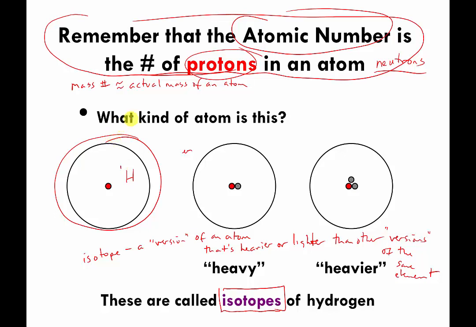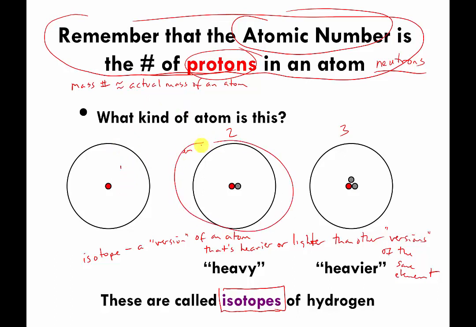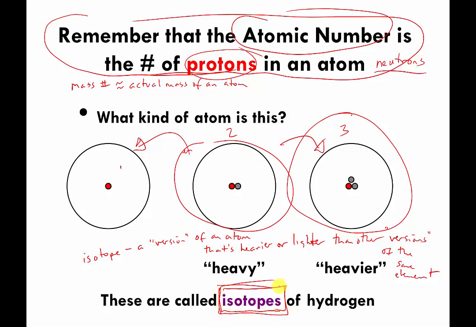The reason it's an isotope is because it's lighter than hydrogen number 2 over here and hydrogen number 3 over here. This middle one here is also an isotope of hydrogen because it's heavier than the first one and it's lighter than the second one. And then finally, this third version of hydrogen is an isotope of hydrogen because it's heavier than the first two that I've drawn. And there are other isotopes of hydrogen, but I want you to understand what this word means. It just means a version, or even more informally, a flavor of an atom that is either heavier or lighter than other flavors or versions of an atom.